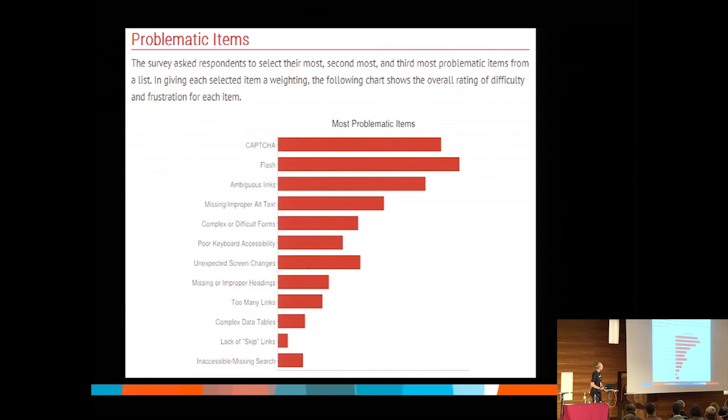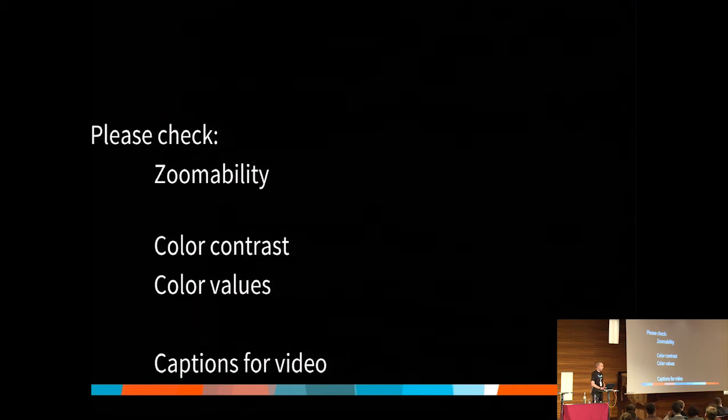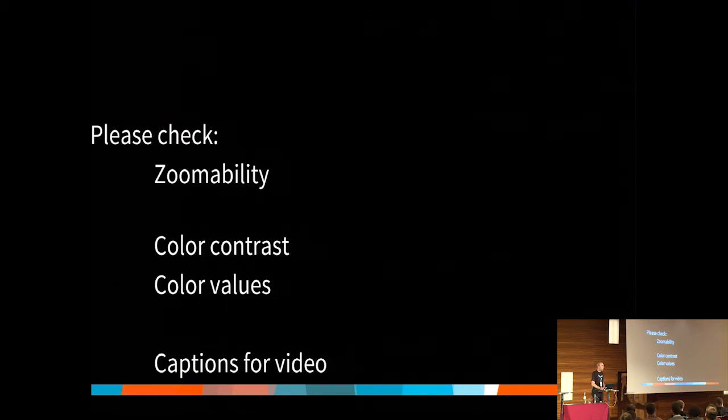And here are the problems. This is also from the survey, and there you see what is really difficult. The first one, Flash, second, CAPTCHA, is basically very easy to understand. But then, which is next? Ambiguous links we had, and missing alt properties we had, and then complex or difficult forms. So these are all things you really need to watch out for in your application. These are the main things I thought of for screen reader use, what I ran into.